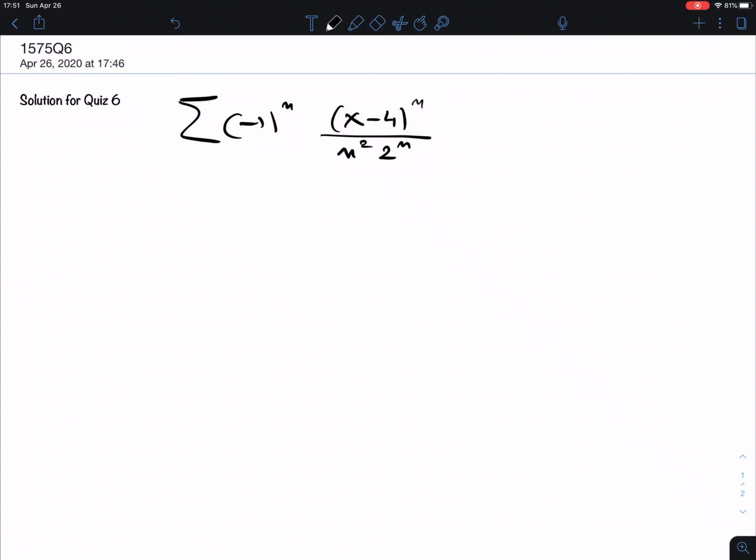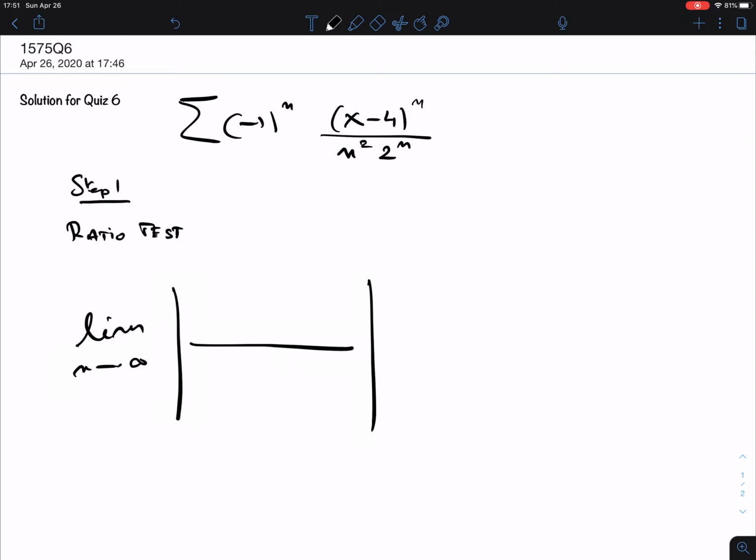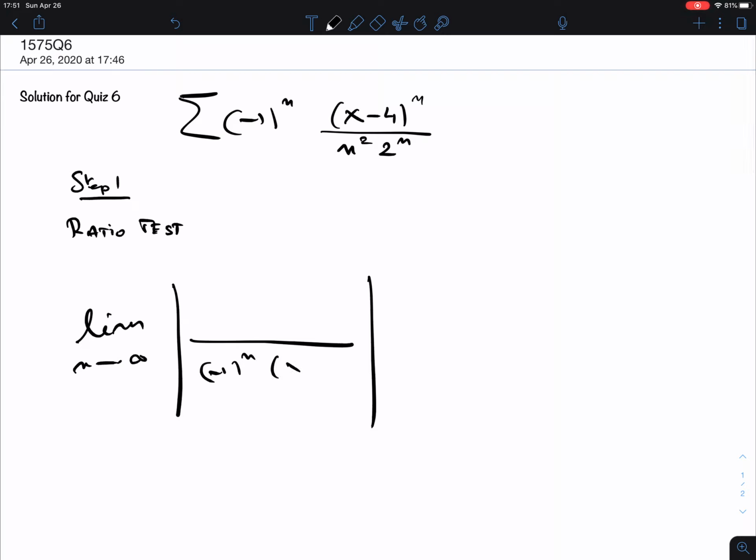Quiz number 6 was about radius of convergence and interval of convergence. Okay, so step 1, we need to find the radius of convergence, and for that we do the ratio test. As always, we take the expression (-1)^n (x - 4)^n over n^2 2^n. Before I go on, let's already make note of the fact that the center is 4.